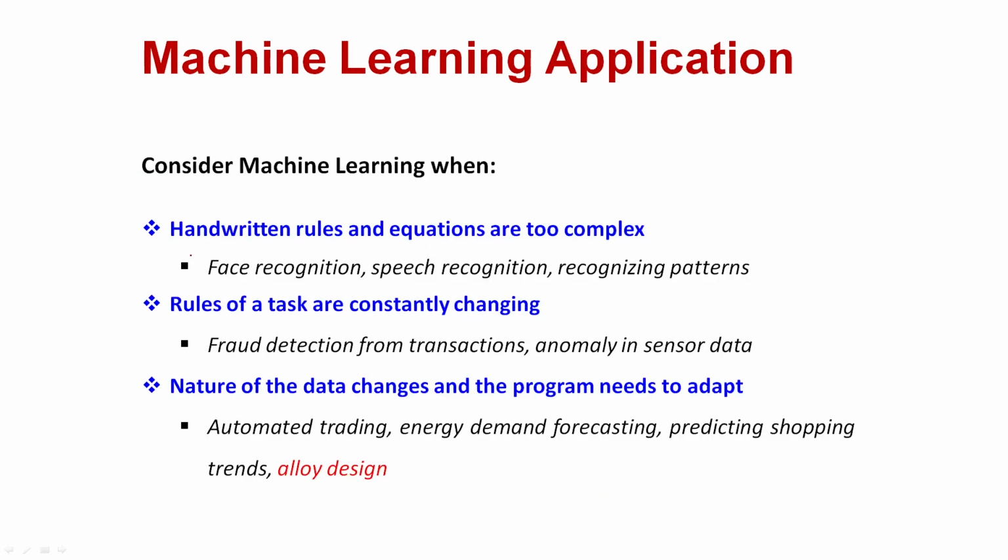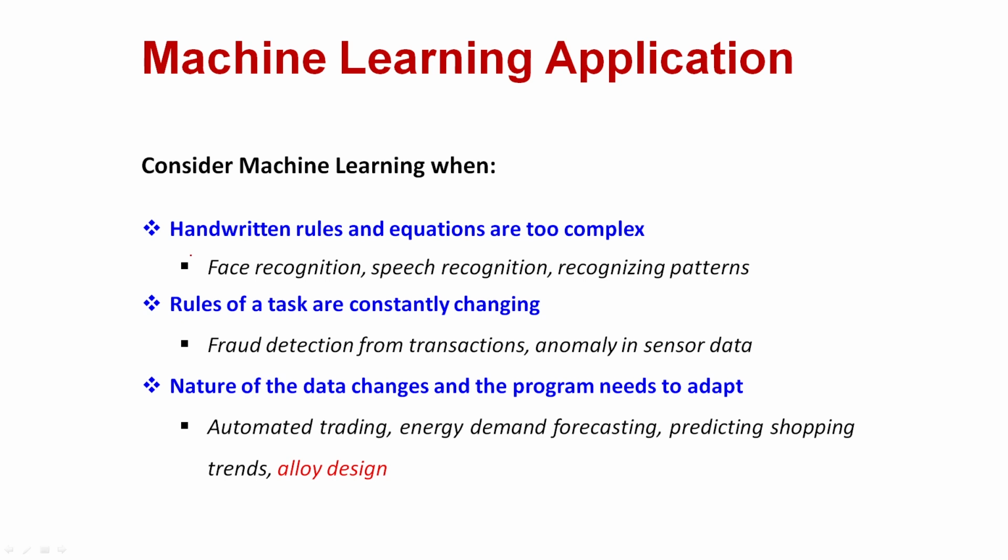And so, consider machine learning when handwritten rules and equations are very complex. We cannot find very simple equations between variables. Then it is possible, like facial recognition. Faces do vary from one person to another. Although I know there are 7 people in this world who have the same face as I have, it is not possible to detect easily. Facial recognition, speech recognition, pattern recognition do not follow specific equations, and they can be easily done.